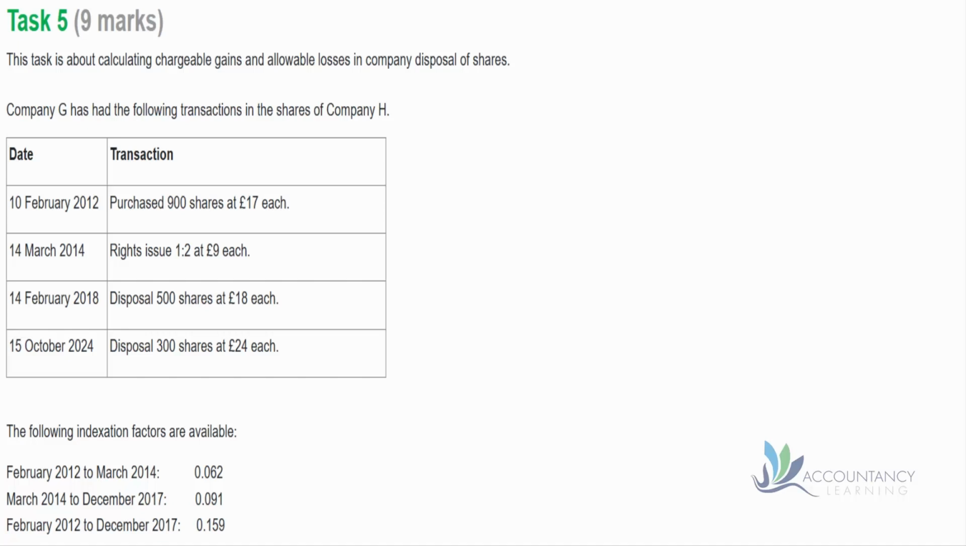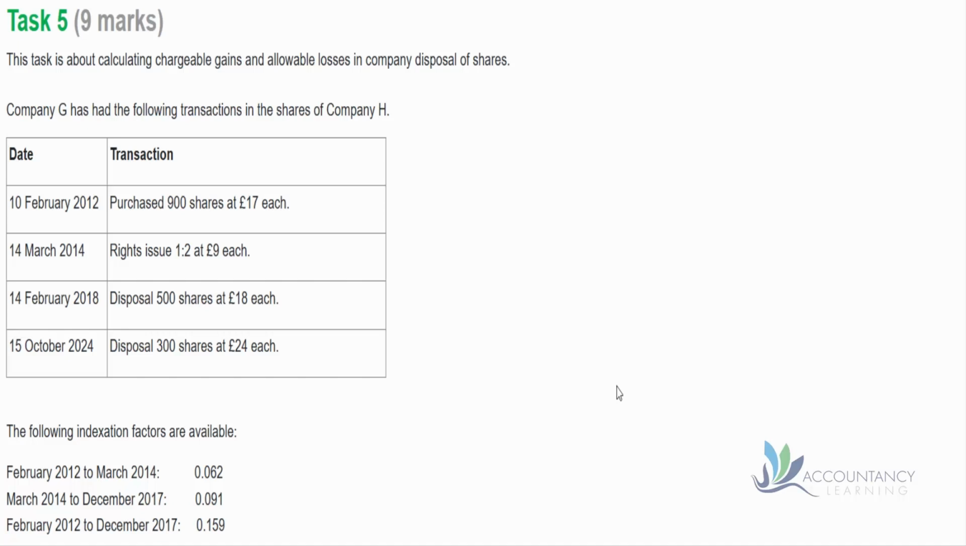So company G has the following transactions in shares of company H. So we've got 4 different transactions there. And notice that we've got some indexation factors at the bottom of the screen as well. The idea is that companies can use indexation for their capital gains. So rather than comparing the sales proceeds now with a cost which may be several decades old, we can inflate the cost from a long time ago, basically increase it with inflation, and that means we can compare today's proceeds with a higher indexed cost, and that allows companies to reduce their gain.